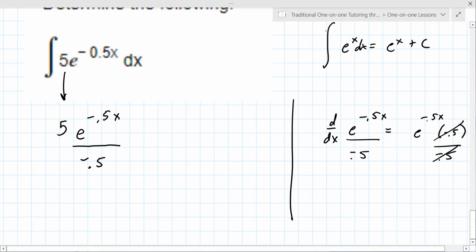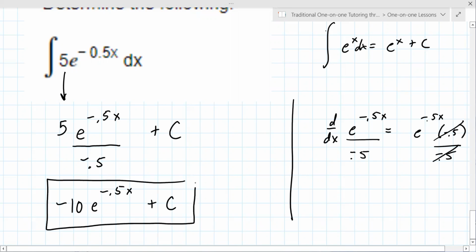You bring this 5 down like that, and then you add c. So again, if you're allowed to grab a calculator if you need to, but 5 over minus 0.5, it's over -1/2. So it's really minus 10 e to the minus 0.5x plus c. Okay, got it. All right.